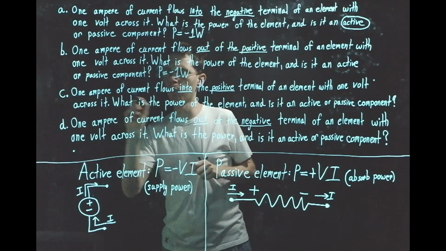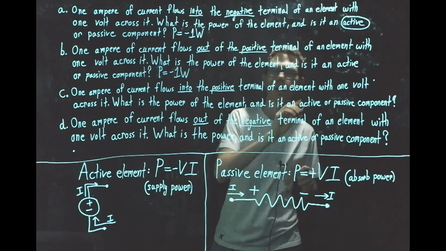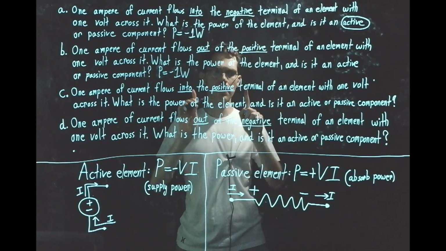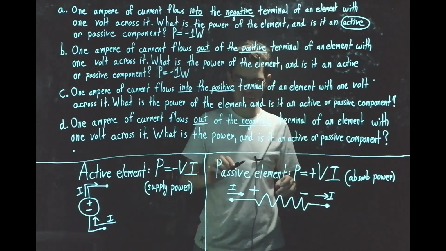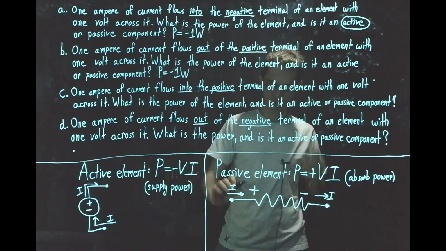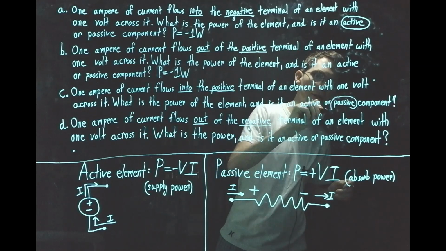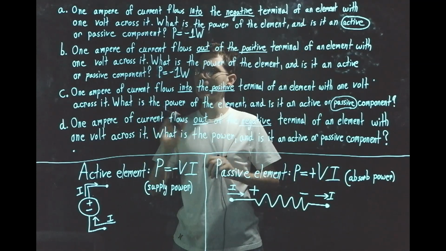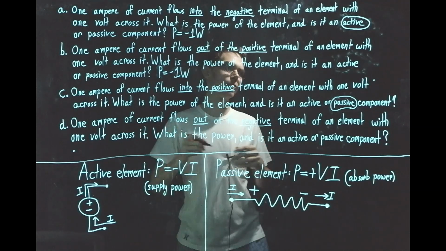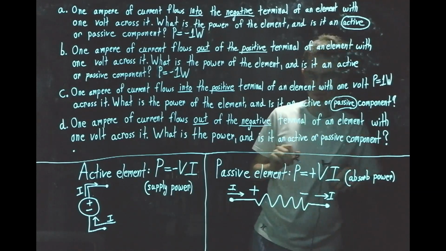Prompt C, 1 ampere of current flows into the positive terminal of an element with 1 volt across it. What is the power of the element, and is it an active or passive component? In passive components, the current flows into them through the positive terminal. Therefore, this is a passive component. And still, it's 1 ampere of current and 1 volt. Therefore, the power equals 1 watt, positive because it's a passive element.